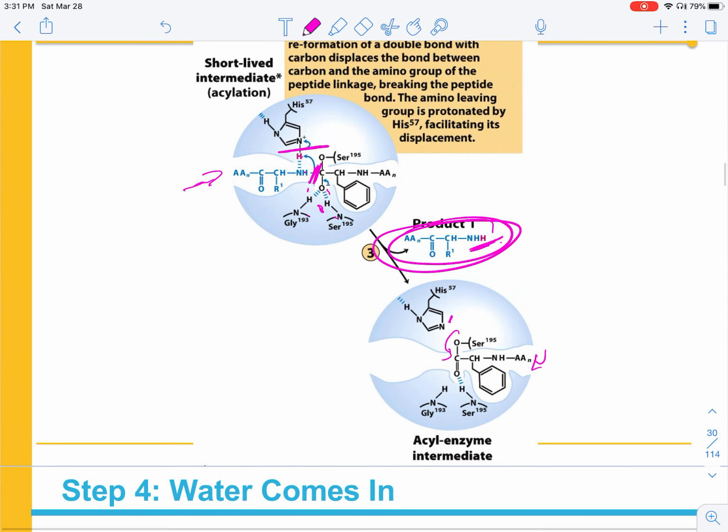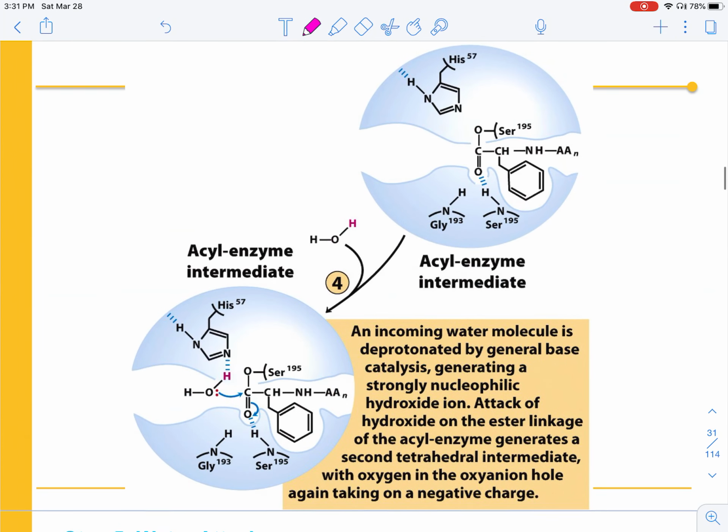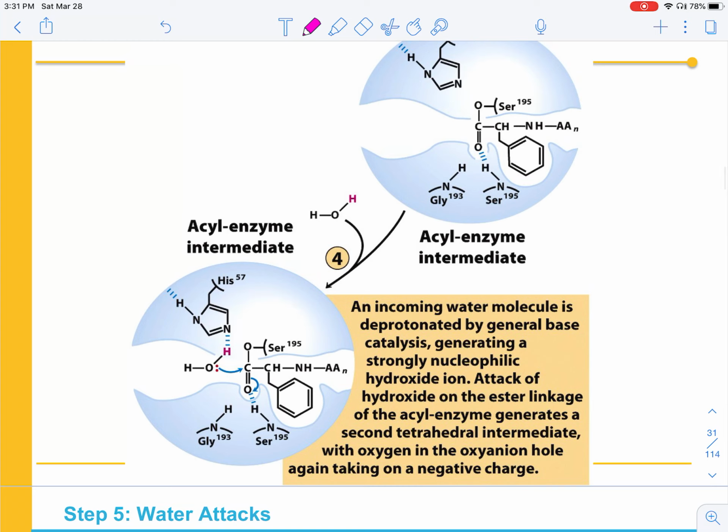So you've already done the cleavage, right? So you've done the protease action. The only thing left to do now is to restore the enzyme to its original state by somehow breaking this covalent bond between the active site and the substrate. So here we use specific acid-base catalysis, and we have a molecule of water that comes in. That water becomes a nucleophile that attacks this carbon once again, the carbon of the carbonyl group.